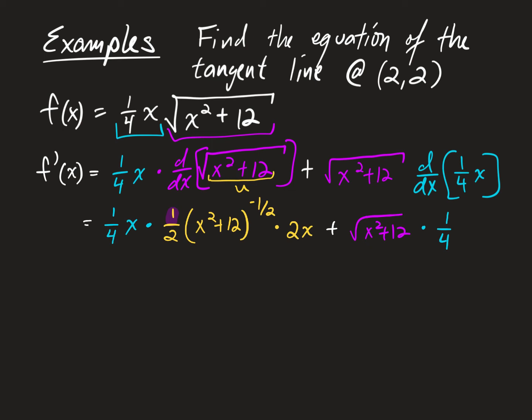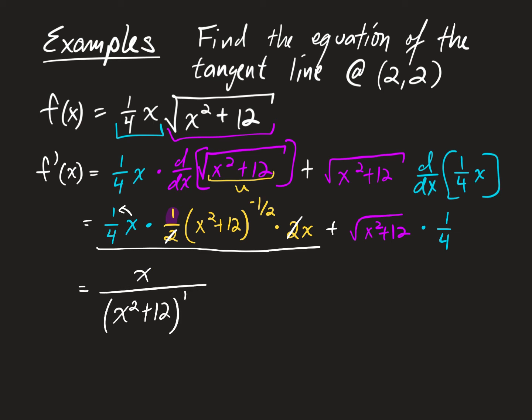All right. From here, we can combine things and move things around as needed. So in the first term here, the whole first term, there we go. It'll end up being a 2 canceling with a 2, and the x will go to the top. So we'll have an x over x squared plus 12 to the 1/2 power plus square root of x squared plus 12 all over 4 for the second term.